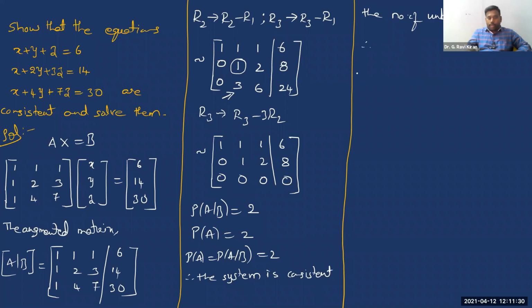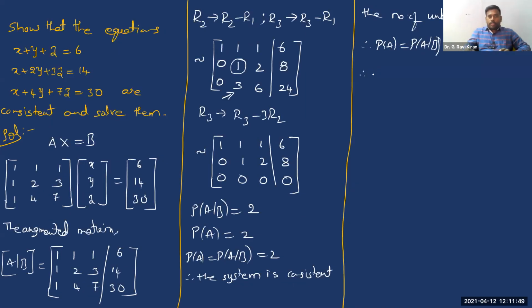But see, if you now compare these two, we got rank of A and rank of AB as the same, and this rank is actually 2, but it is less than the number of unknowns. Since the rank is less than the number of unknowns, we'll get infinitely many solutions. Therefore, the system has infinitely many solutions.